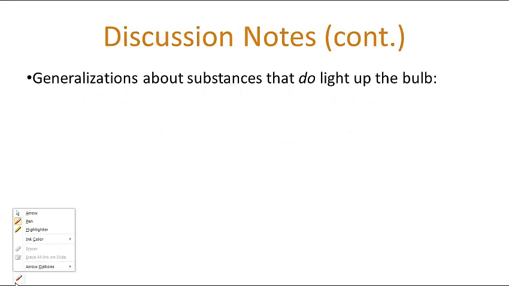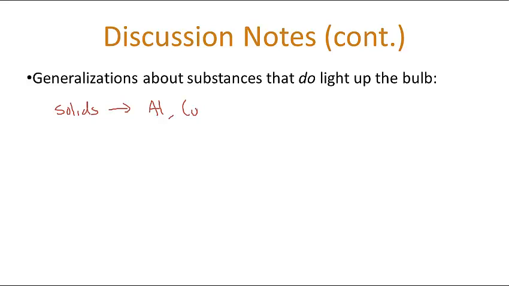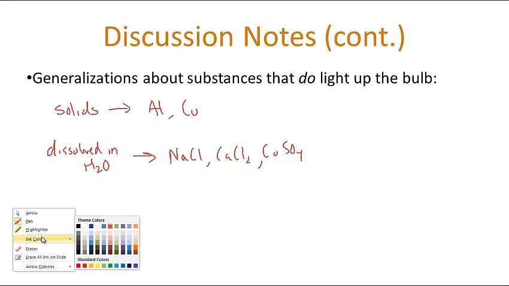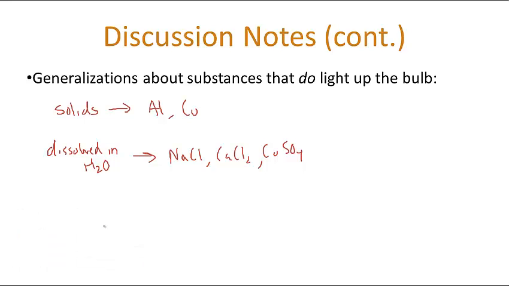Now, what about the ones that do light up the bulb? Okay, well, there are the solids. And this was aluminum and copper. And then there were the solutions, the dissolved in water. And this was the sodium chloride, the calcium chloride, and the copper sulfate. Well, let's just look at the solids first. What do we notice about the solids? That's right, they're metals.